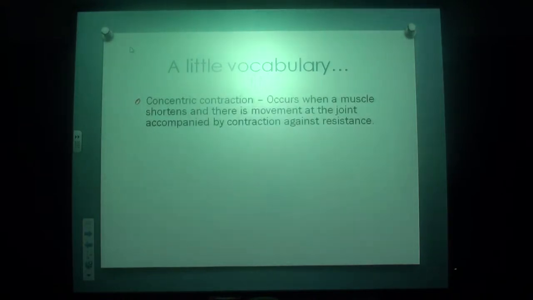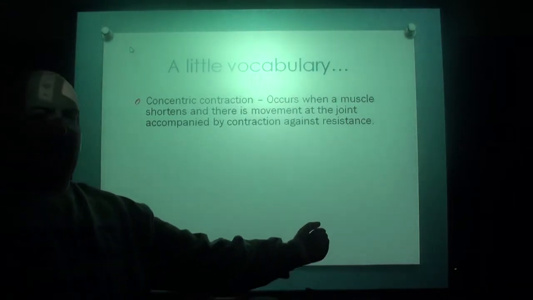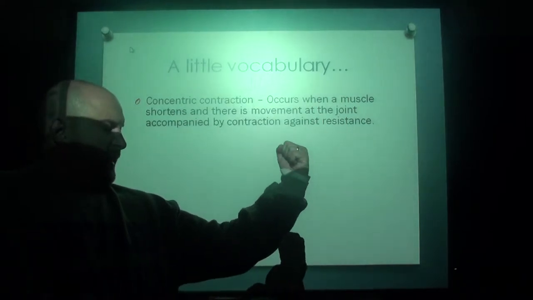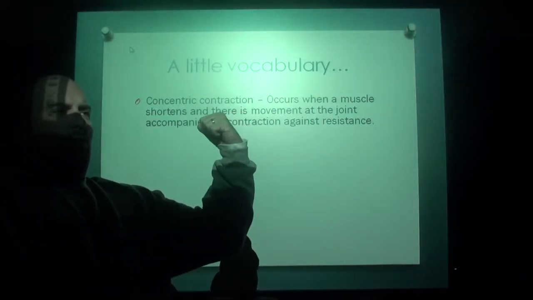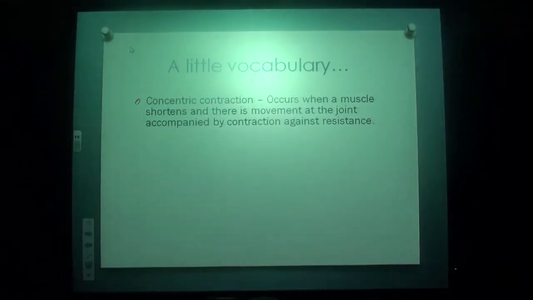Concentric contraction occurs when a muscle shortens and there is movement at the joint accompanied by a contraction against a resistance. So let me show this. I'll walk up here in front of the camera. It's when you can get a contraction of a muscle, like if you're doing a bicep curl and you pull up like this, the muscle tightens as you're pulling the weight up. That's a concentric contraction.